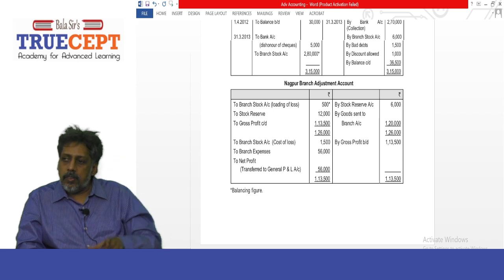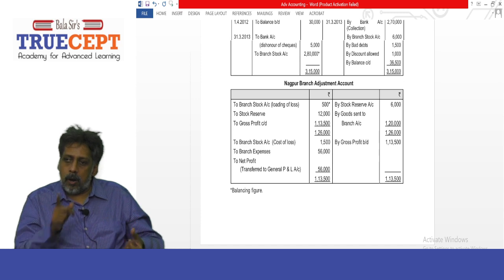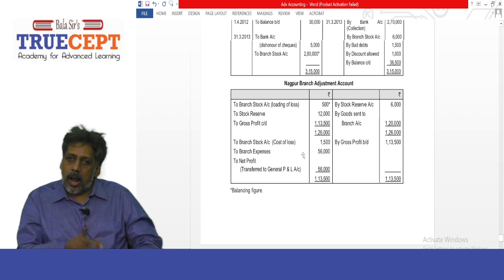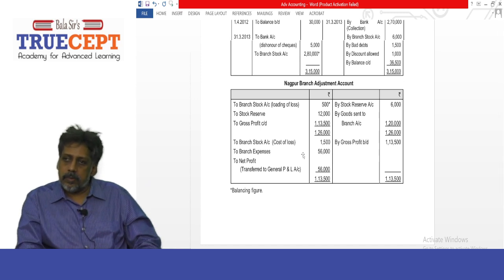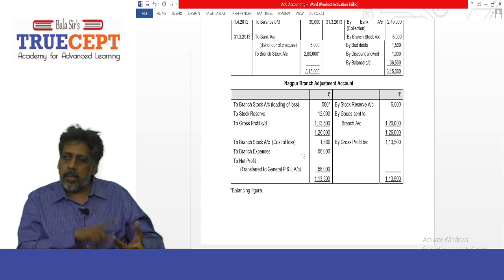Now finally the branch profit and loss account. By GP brought down is 1,13,500. Then on the debit side, to branch stock account, cost of goods lost. How much? 1,500. Very good. And then to branch expenses, which will include the cash expense and also the discount and bad debts all put together. 56,000. This amount includes the expenses paid in cash at the branch plus any discount given to customers plus also the bad debts, right?